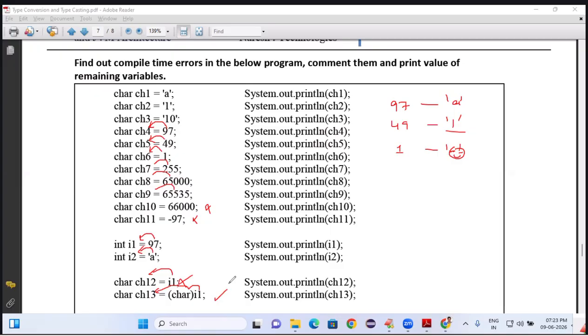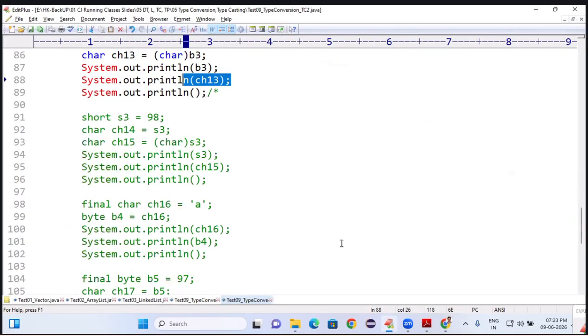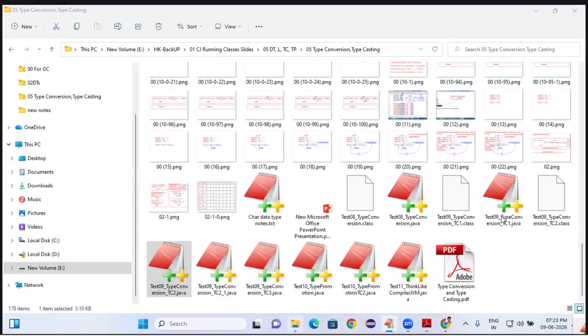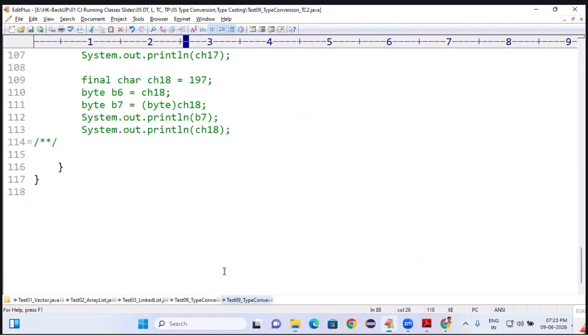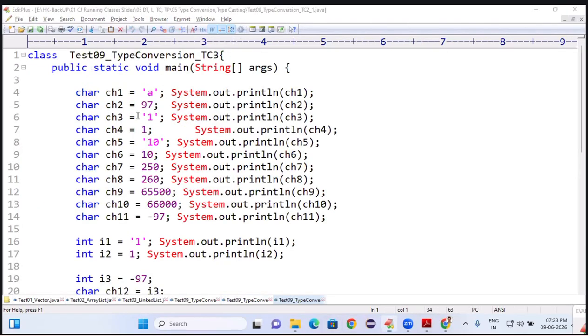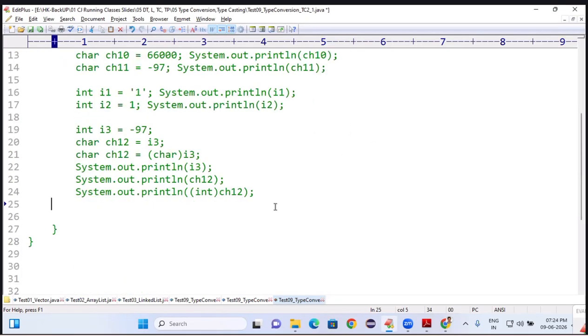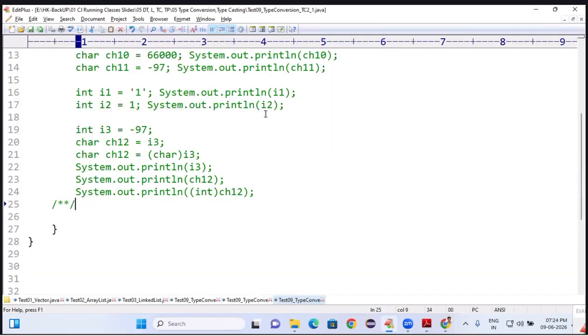Read in English, not in Java. Not with your brain, read with the compiler brain. Read in English, meaning what? You try to know. Shall I show it in the system now? Same program I have. There you go. Compiled.